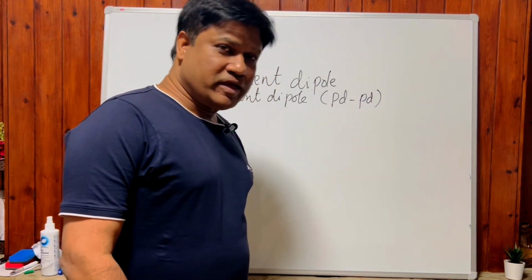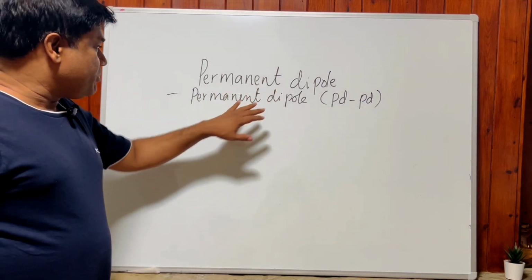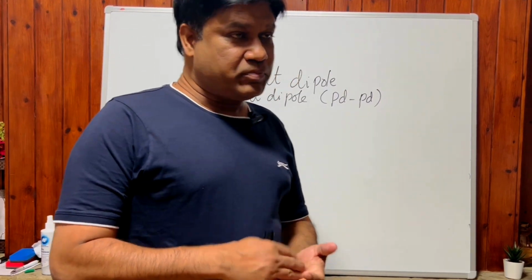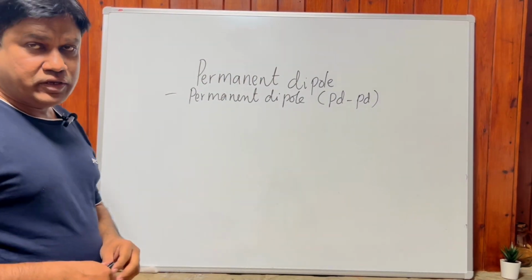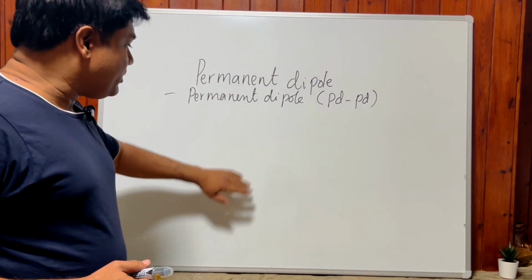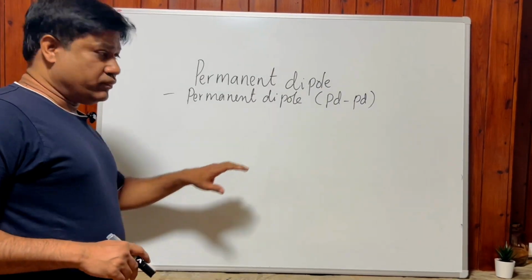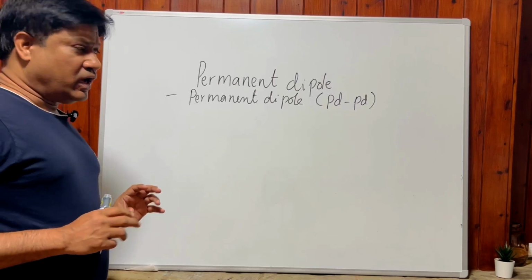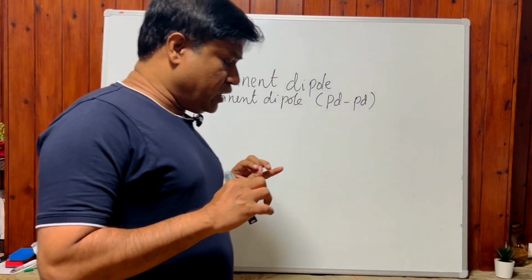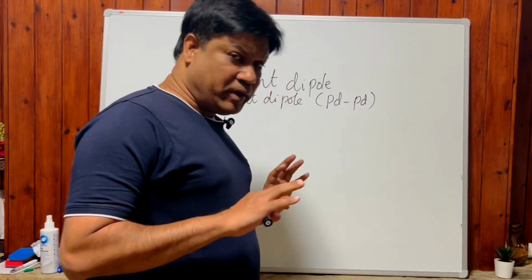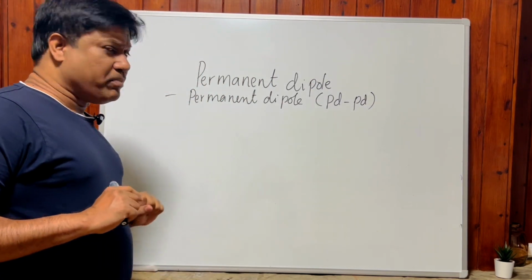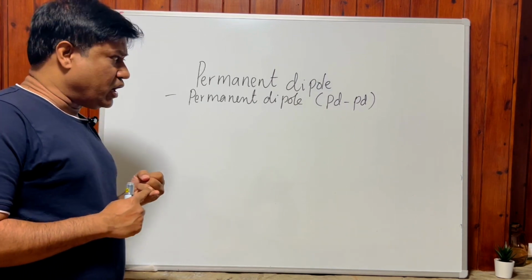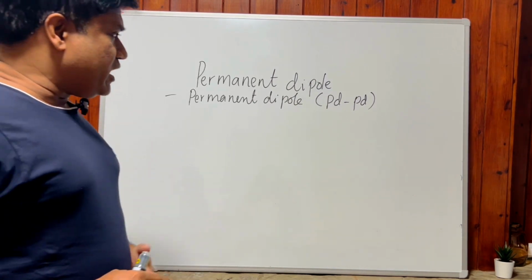Let's start today's topic: permanent dipole, permanent dipole. In my last video, I already explained hydrogen bonding. Now look at permanent dipole-permanent dipole, also called PD-PD. You know that I explained in my covalent bonding topic that we have polar covalent compounds. How can we decide whether a compound is polar or non-polar? Based on the difference in electronegativity.